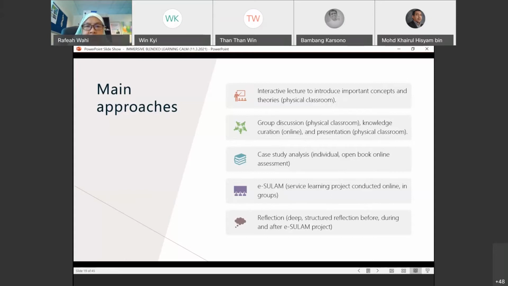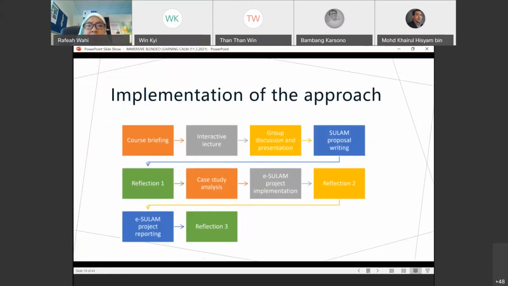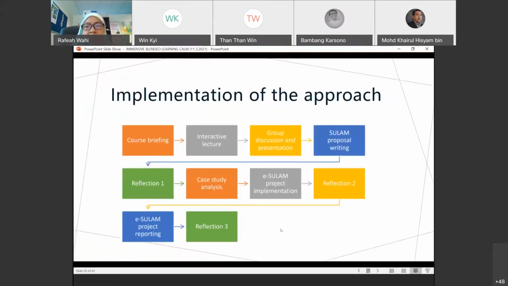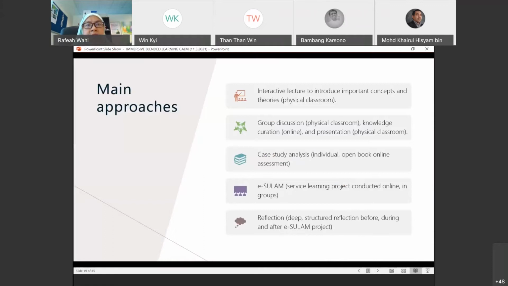study analysis first, right? And then we have e-SULAM, because we cannot have the face-to-face SULAM. E-SULAM means we conduct the service learning project online. This is a group project, okay? And then we have reflection. Reflection is a part of the assessment. A deep structured reflection 3 times: before conducting the SULAM project, during the implementation of the SULAM project, and after the e-SULAM project has been completed.